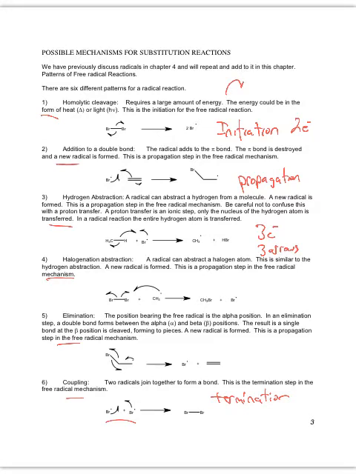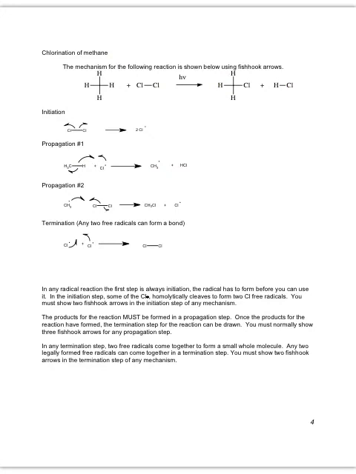Since we're moving 1 electron at a time, we have to draw the fishhook arrow with just 1 hook on it, not 2 as we've been drawing for all our other reactions. So here we have the mechanism for the reaction of adding the chlorine onto methane, where first we have the initiation, where the chlorine bond splits apart to form 2 Cl radicals. The Cl radical will pull a hydrogen off of the methane to form a new free radical.